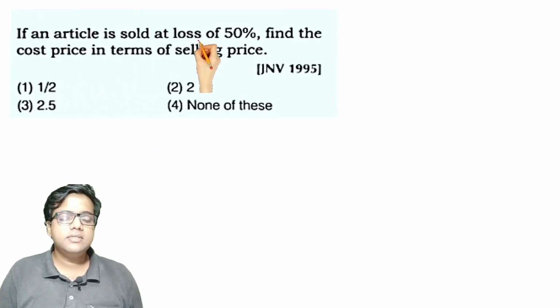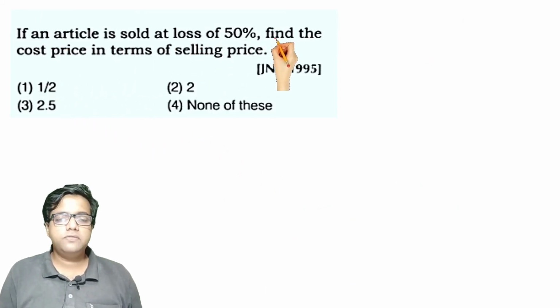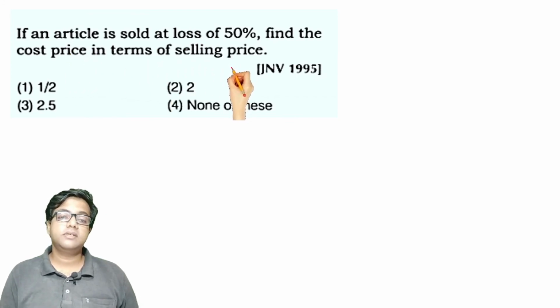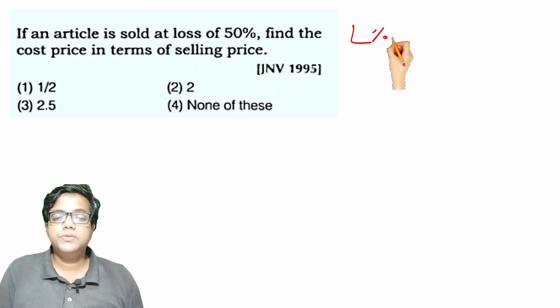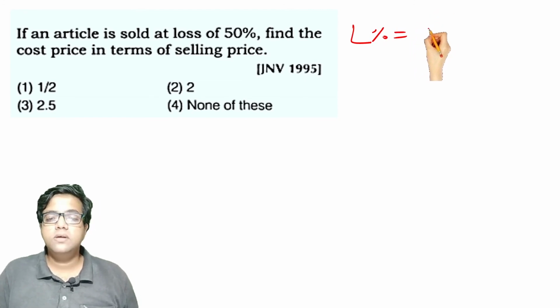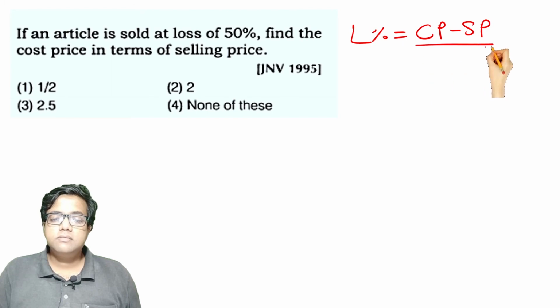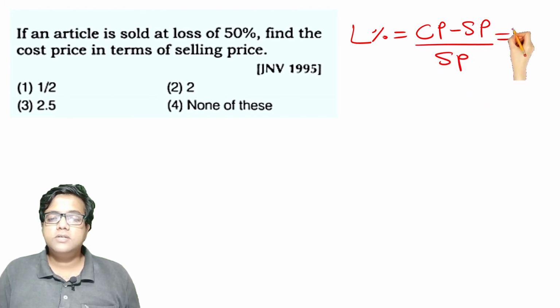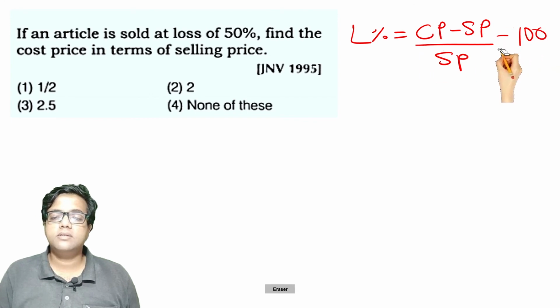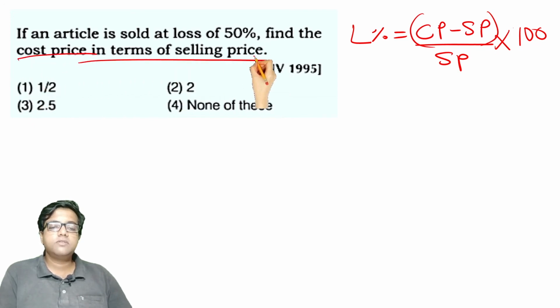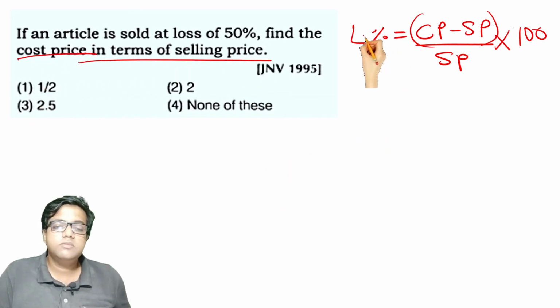If an article is sold at a loss of 50%, find the cost price in terms of selling price. Loss percentage is equal to cost price minus selling price by cost price into 100. I'm sorry, this is into 100. Now the question is asking us to find the cost price in terms of selling price, right? In terms of selling price.